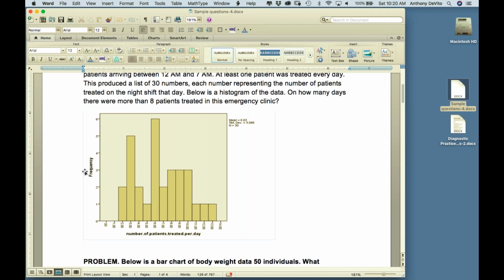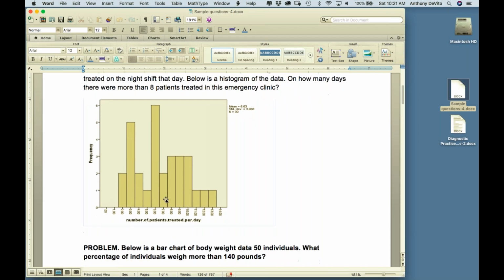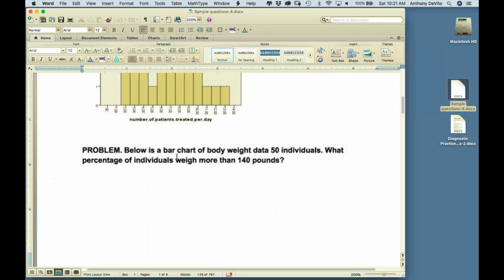So, for instance, the frequency tells us the number of days that we treated that many patients. I don't know if I can read that too well. Let me enlarge this a little bit, if I can.